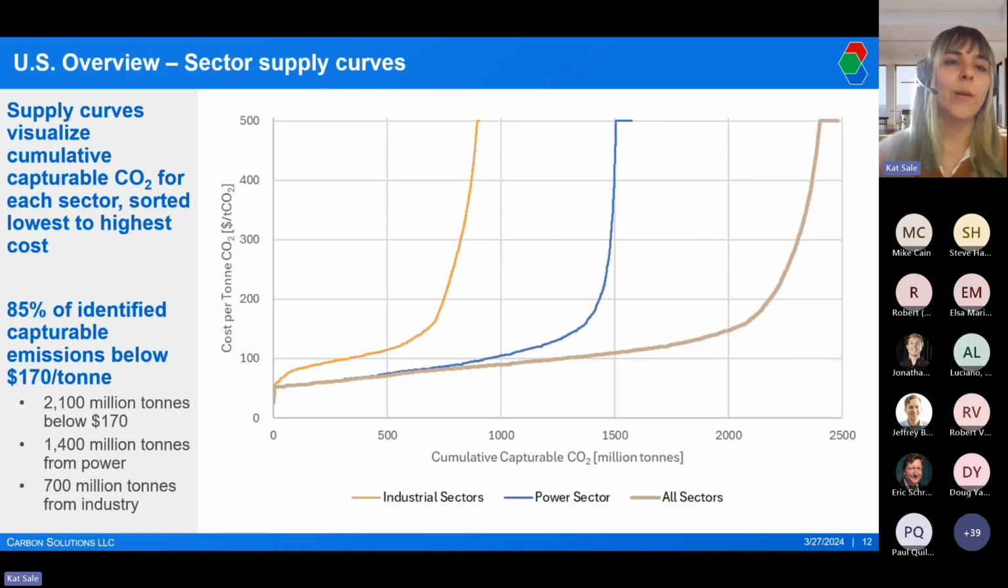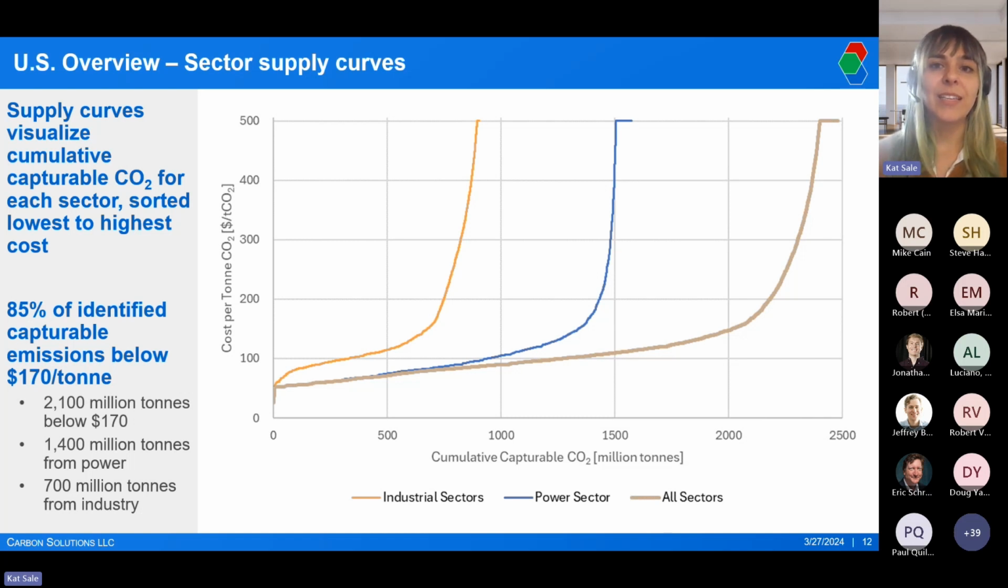So next I want to pull up these sector supply curves. Supply curves sort the capture cost from each facility, lowest to highest, to identify the least cost option for meeting a capture target. Jeff showed us some supply curves using the literature-based models in the app, but these are from using the cost models.